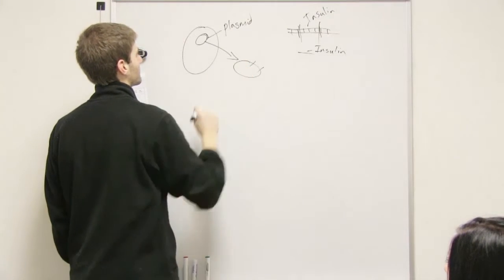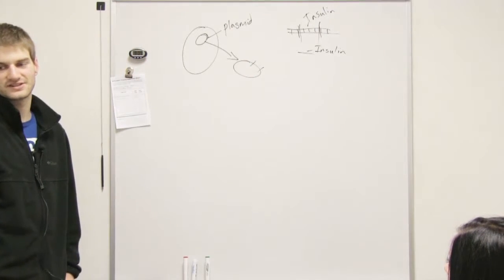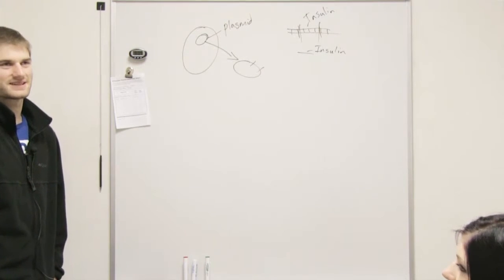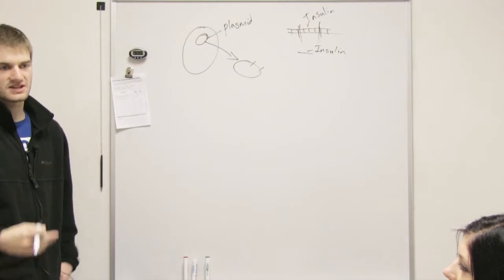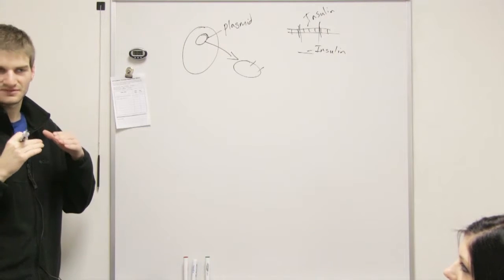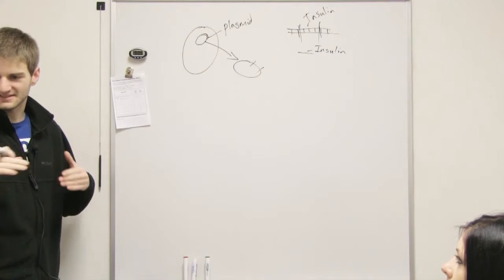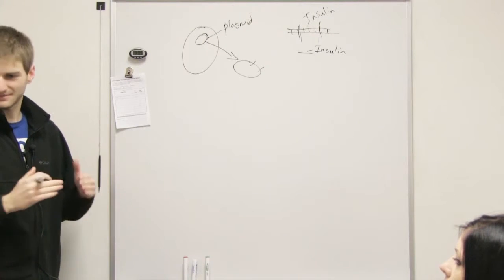Why is that important? Why do you need to cut it with the same restriction enzyme? Just cut it in the same place? It's not the same place. Same length? It's not the same length either. So the ends match, like a puzzle piece. It cuts it the same way. Not the same place, but the same way.